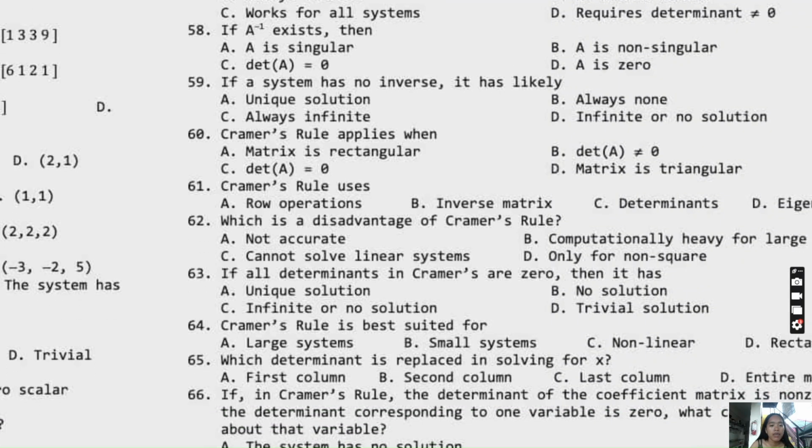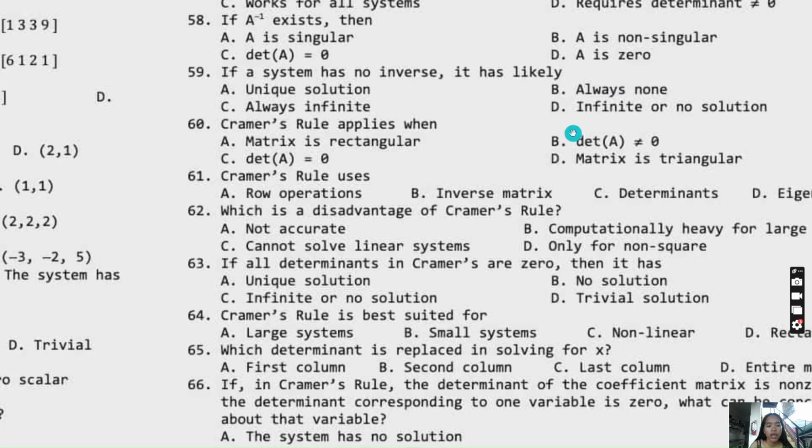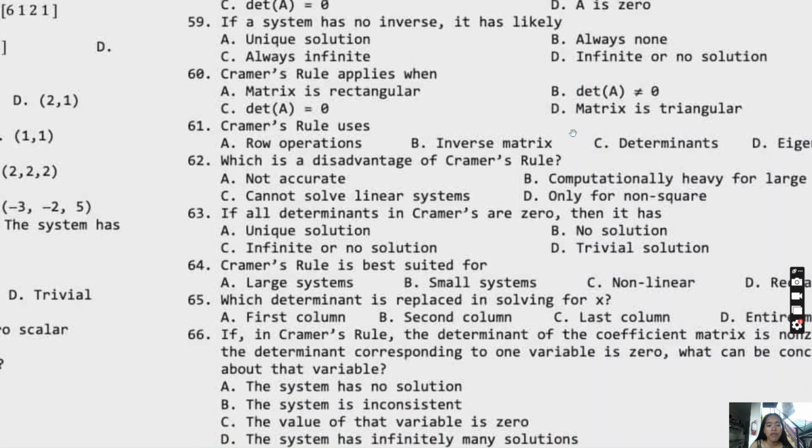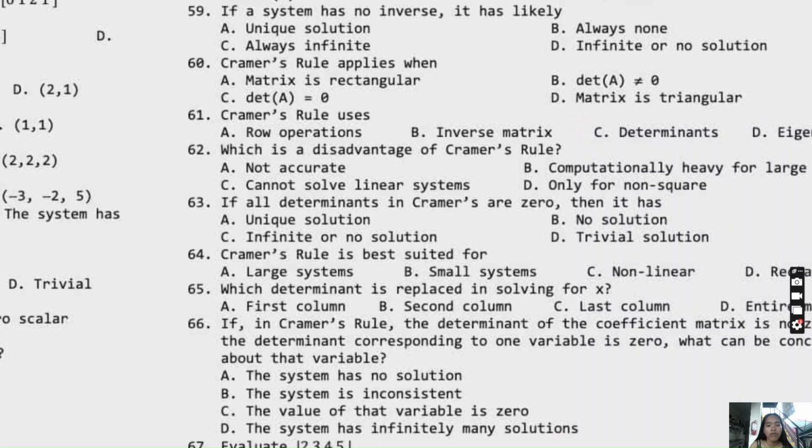Number 58, if A inverse exists, then the answer is letter B, non-singular, because if the determinant is not equal to 0, then it is non-singular. In number 59, if a system has no inverse, it has likely, the answer is letter D, infinite or no solution.